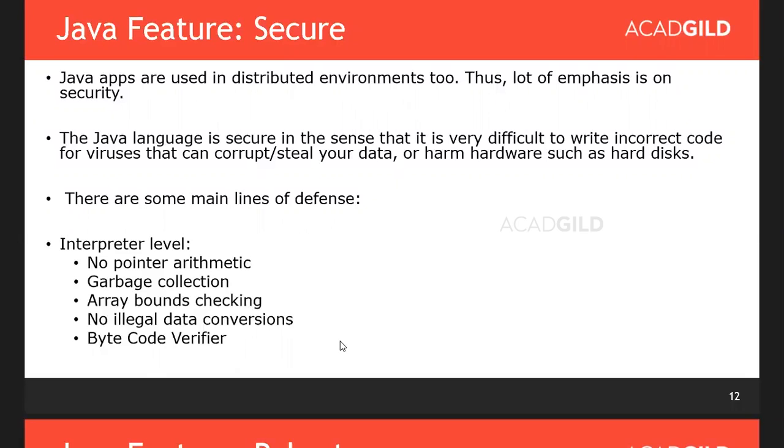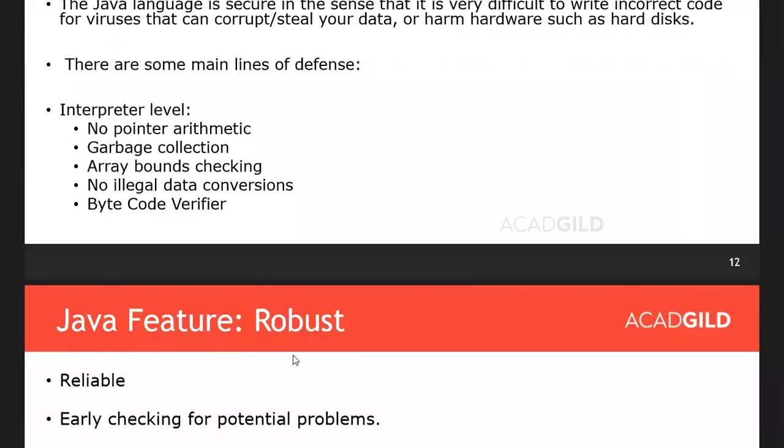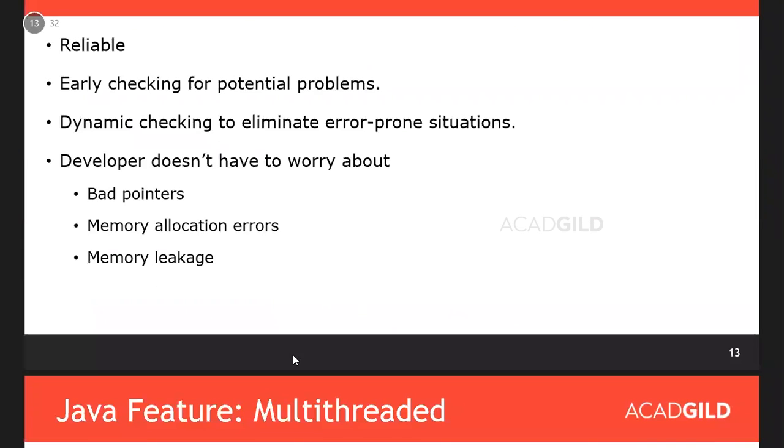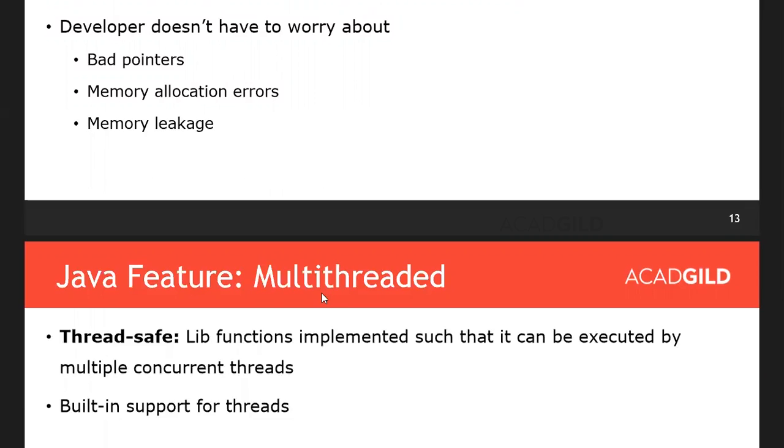If you have 5 values in an array and you put in a 6th value, or you want to read the 6th value, it throws an error. These are simple programs we will build later. So these are the secure features in Java. Robust means it is reliable, and it shows memory allocation errors and memory leakage. So we don't worry about all these things as we do in C and C++. So this is very reliable.